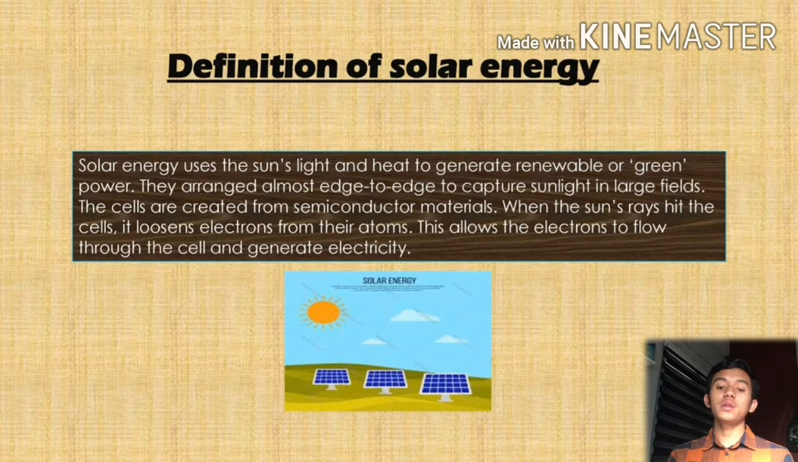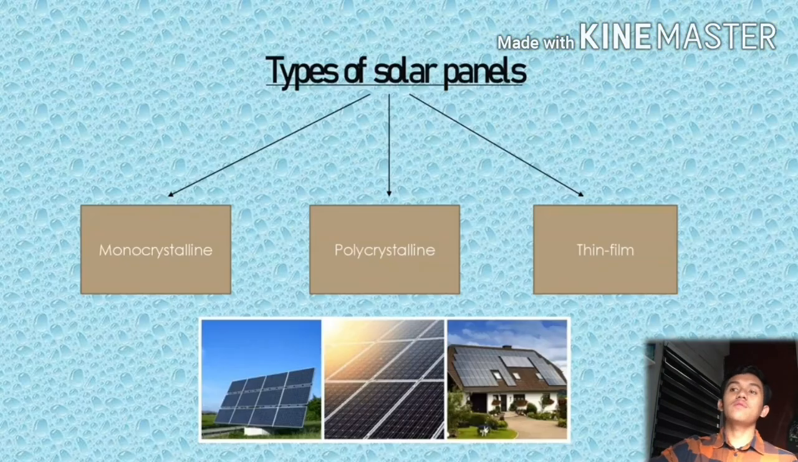Then the solar cells are created from semiconductor. So when the sun rays hit the solar panel, it will loosen the electrons. So the electrons will transfer into electricity power. And the next one is the types of solar panel.